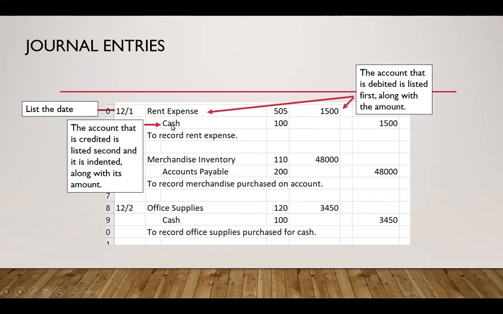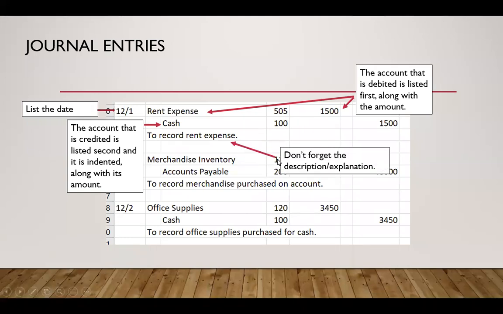Now, the next item is the account that is credited, and it should be indented. So move that over so it's not directly under the account that is debited. If it's directly under the first account that's listed here, then someone is going to assume that you were trying to debit cash instead of crediting cash. So make sure you indent the account that is credited. Along with that, the number should be moved over into the other column. So it should not be directly under the debited amount. It should be in a separate column.